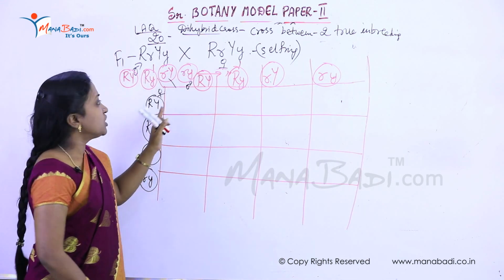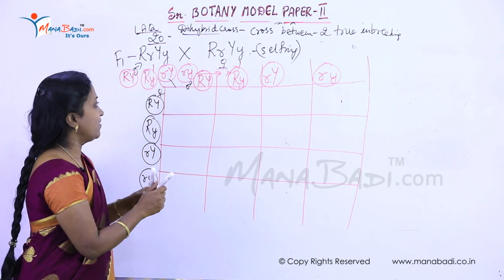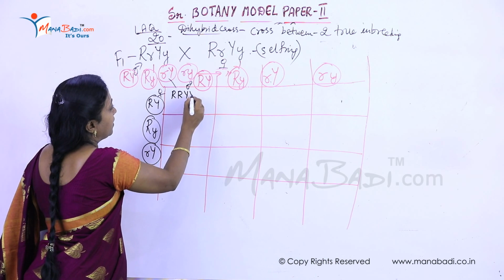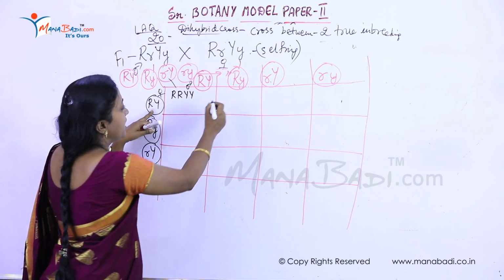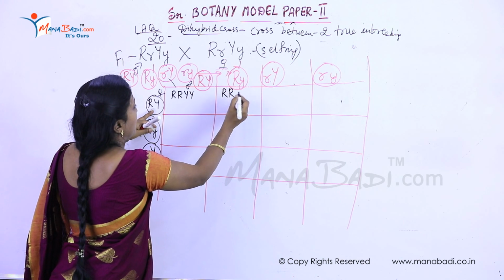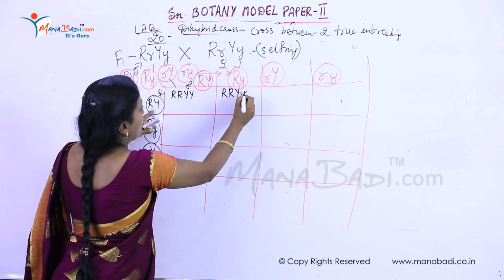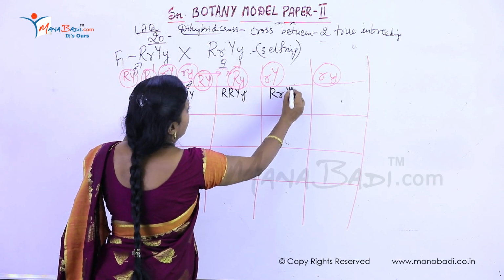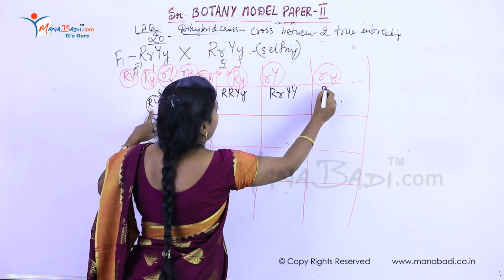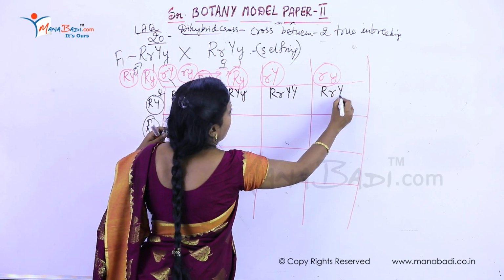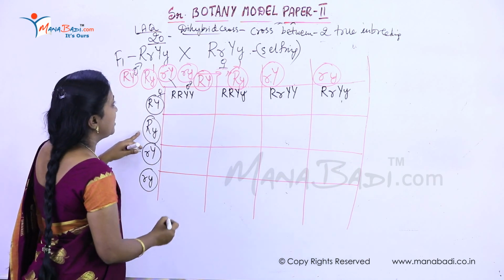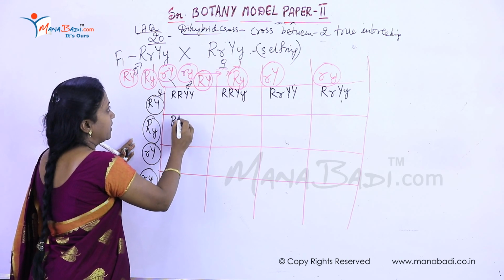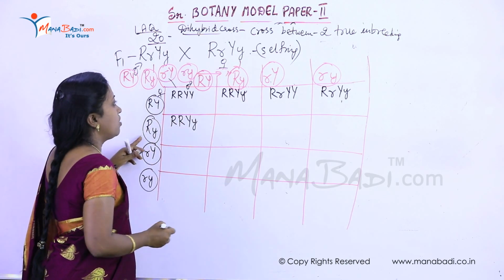Now, if the fusion of the gametes takes place here, what does it result in? Capital R, capital R, capital Y, capital Y, the first two gametes. Then capital R, capital R, capital Y, small y. Next one, capital R, small r, capital Y, capital Y. Then again, capital R, small r, capital Y, small y. Now coming to the next set of fusion.